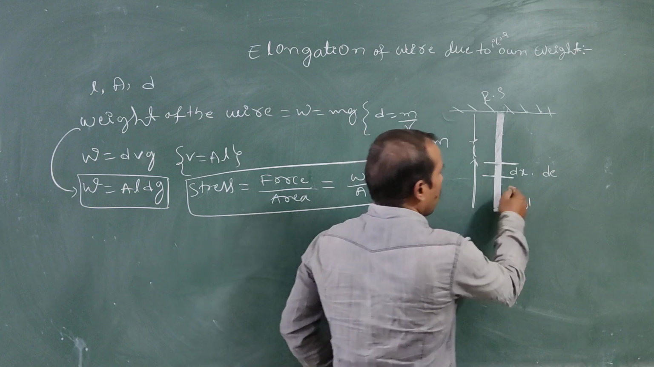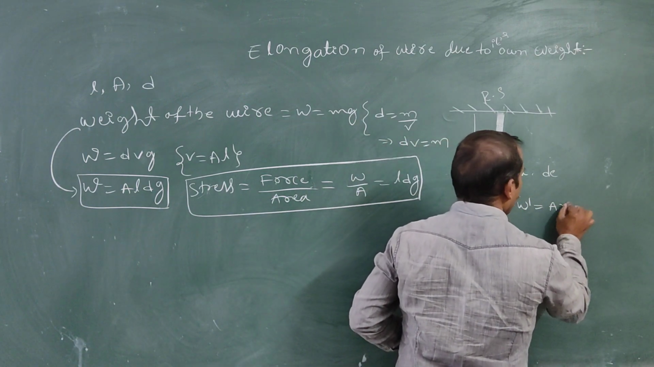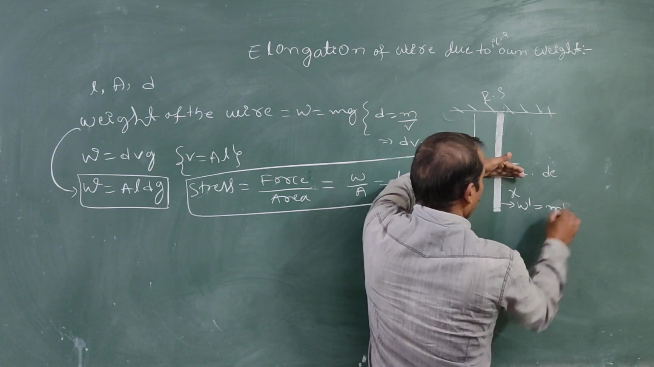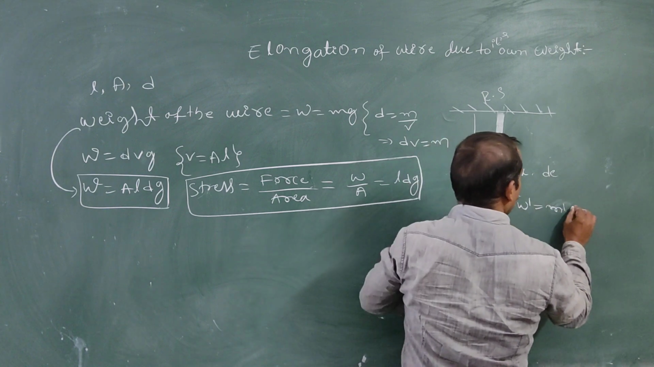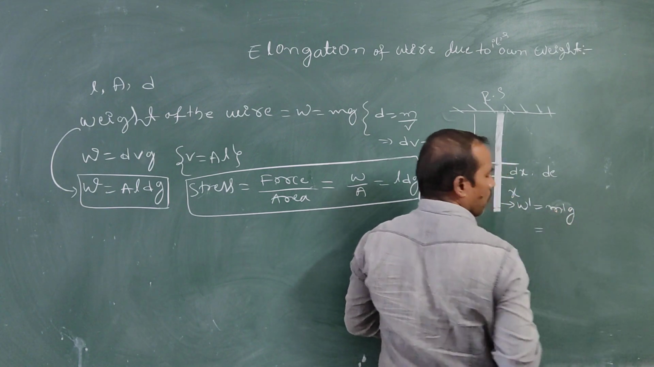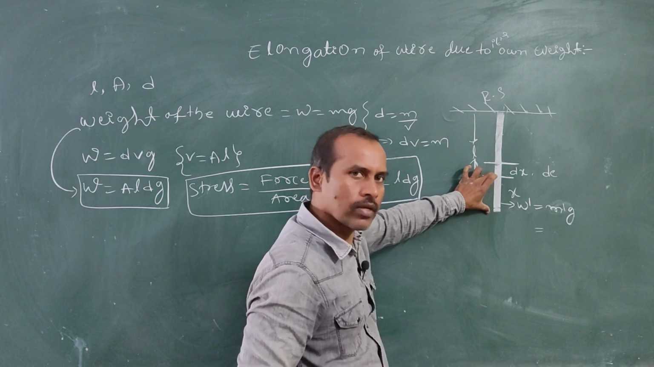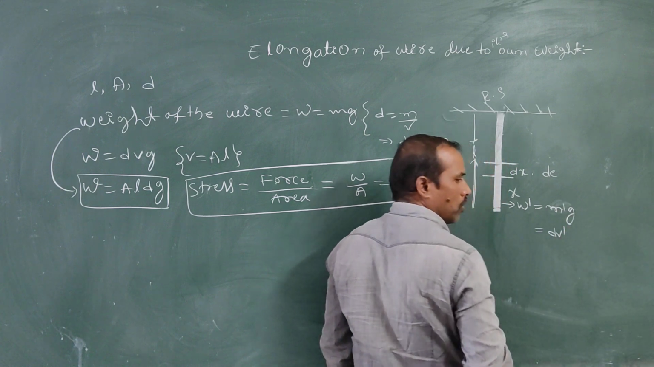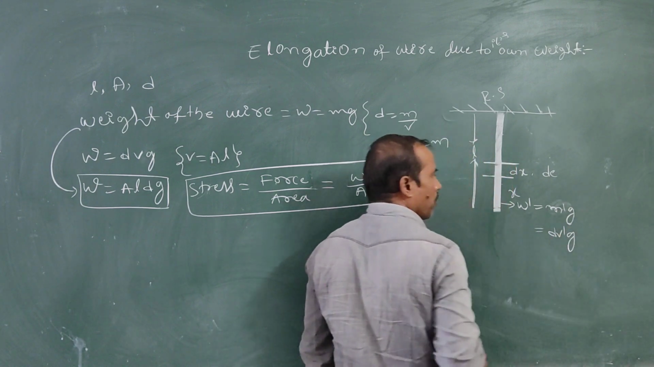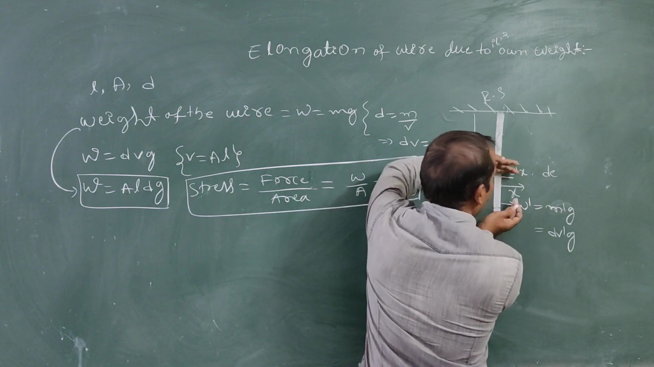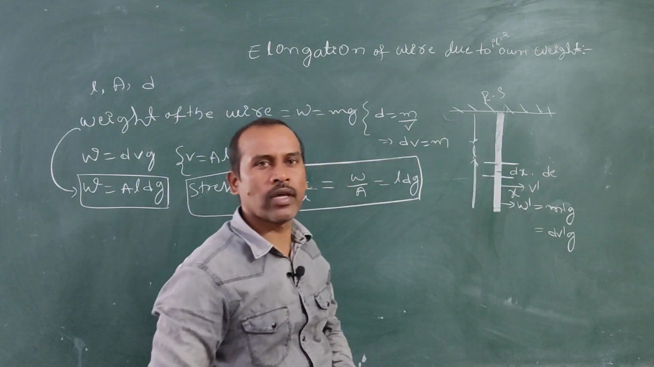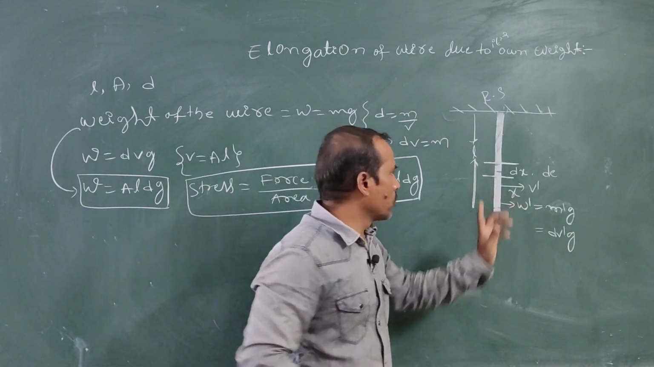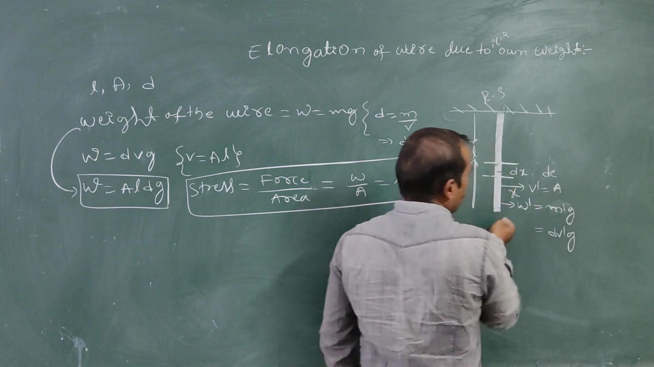Now the weight of this portion is equal to m prime g, where m means the mass of this portion. Mass is equal to density into volume, so weight is density into volume into g. Here V prime means the volume of the small portion, this one. The volume of this portion is V prime equal to A into the length x.